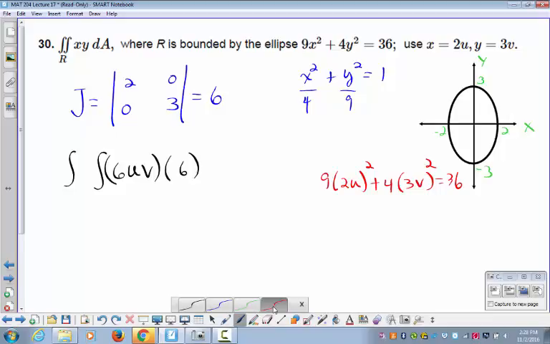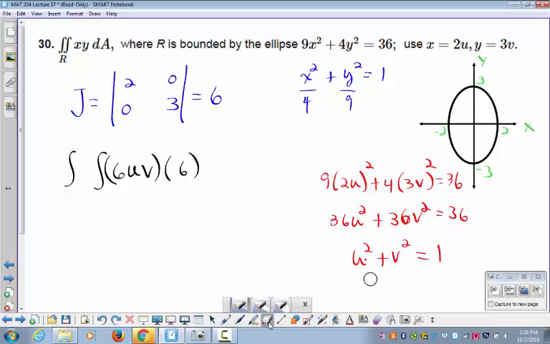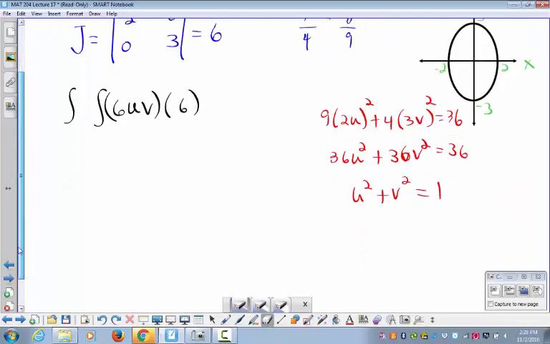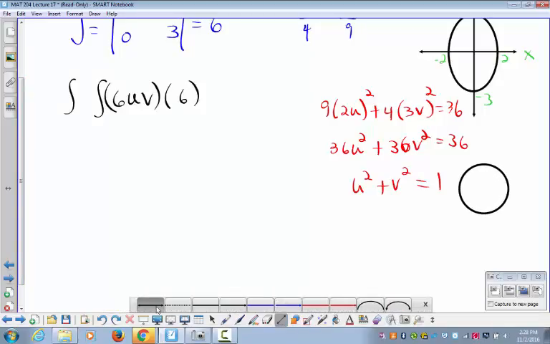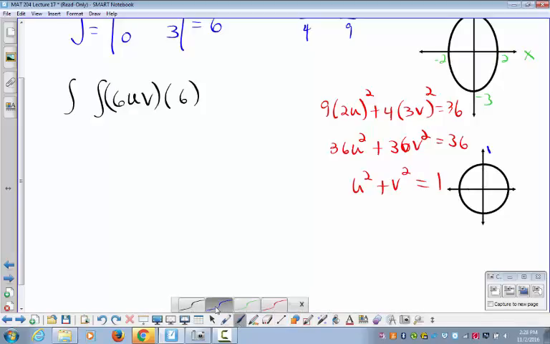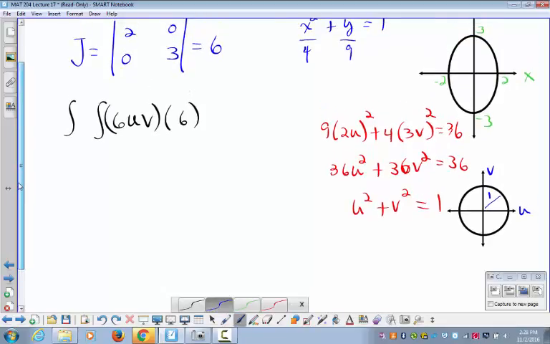So that's going to be 4 times 9, 36u squared plus 36v squared equals 36. So that's going to be u squared plus v squared equals 1. That's just the unit circle in the UV plane. So in the UV plane, our shape is just a circle of radius 1 centered at the origin. All right, so that's going to be an easier domain to deal with.